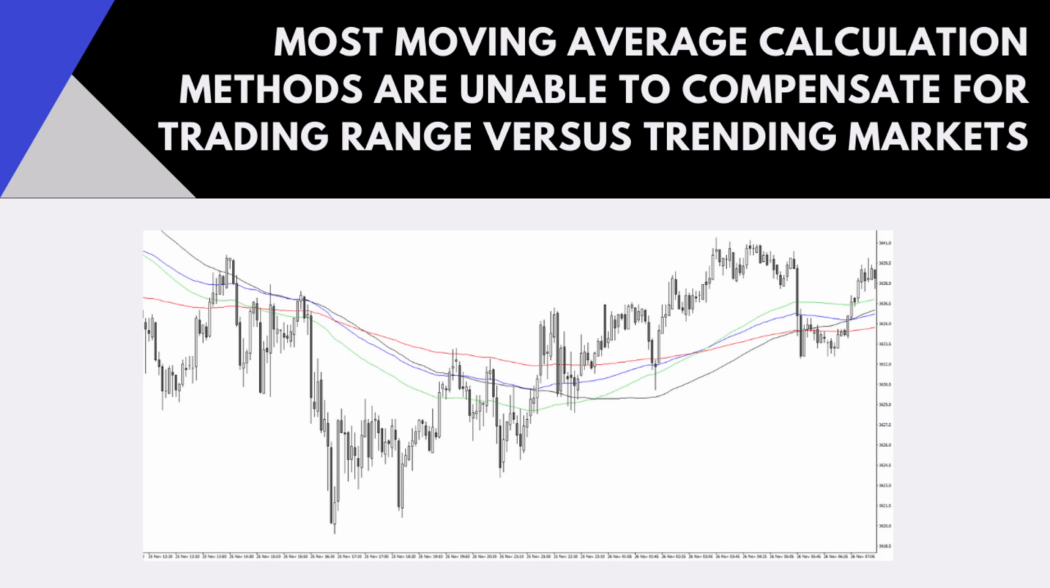Most moving average calculation methods are unable to compensate for trading range versus trending markets. During trading ranges, when prices move sideways in a narrow range, shorter-term moving averages tend to produce numerous false signals. In trending markets, when prices move up or down over an extended period, longer-term moving averages are slow to react to reversals in trend. By automatically adjusting the smoothing constant, a variable moving average is able to adjust its sensitivity, allowing it to perform better in both types of markets.